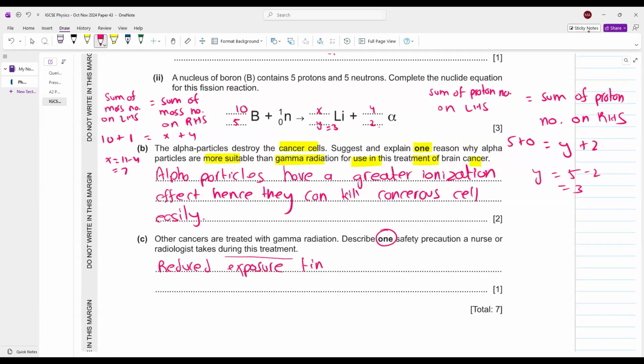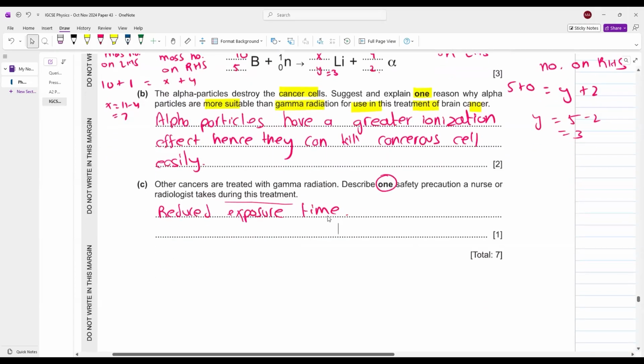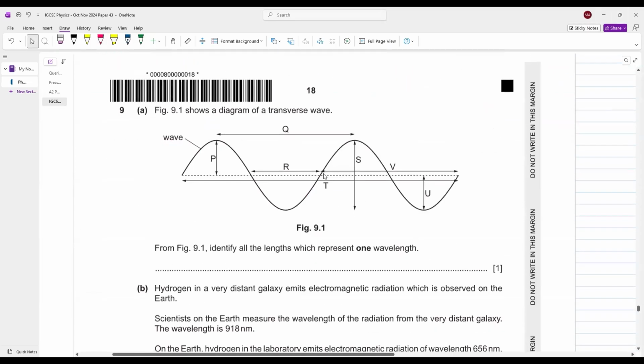ठीक है, अगर आप गामा रेडिएशन से डील कर रहे हो, make sure you are reducing your exposure time to it. Figure 9.1 shows a diagram of a transverse wave. From figure 9.1, identify all the lengths that represent one wavelength. By crest से crest तक, this will be your wavelength, Q. What will be one more wavelength? Starting from here, ending here, this is one more wavelength. Q and V are your wavelength. Perfect.